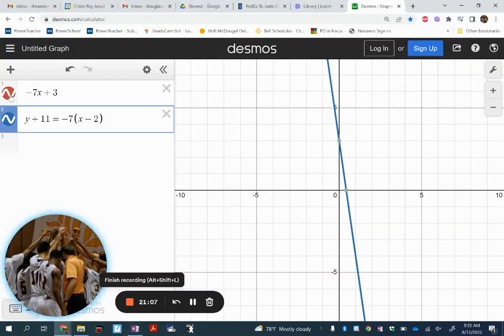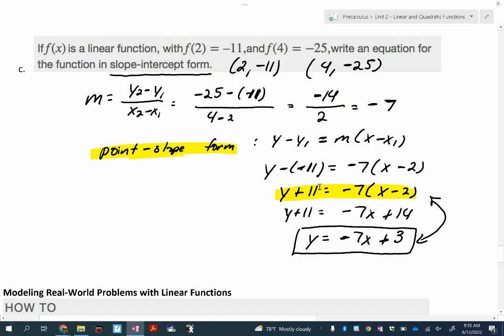Yep, and if you look, if I take that away, let me take the other one away. You can see the red still there. And if I take the blue one away, it's still there. You get the idea that they're the exact same line. All right? Okay, let's keep going.